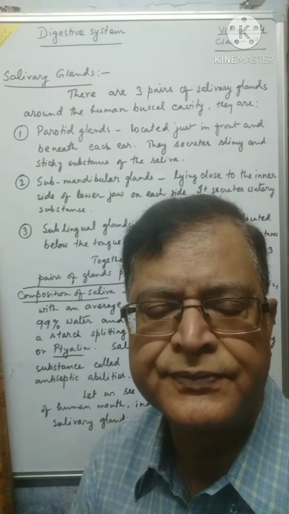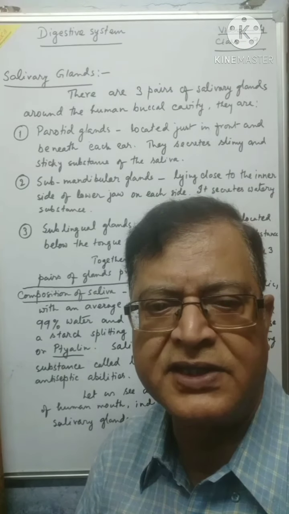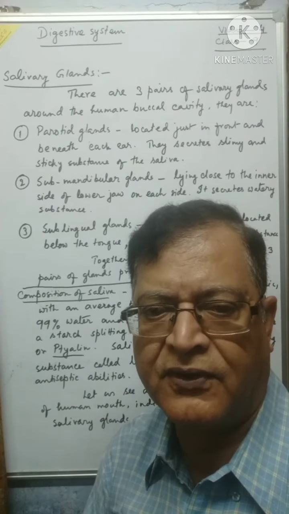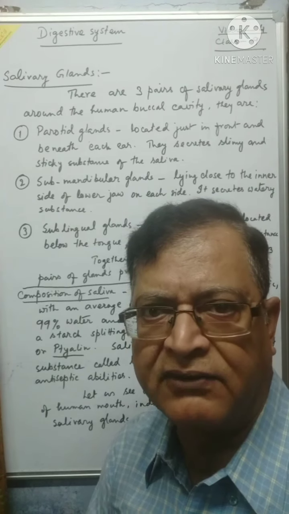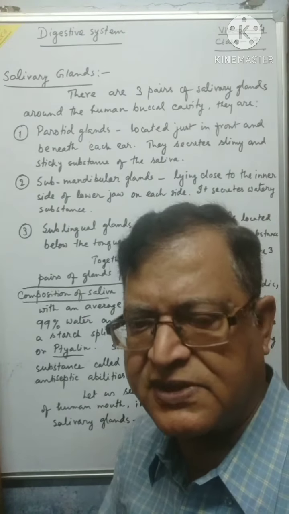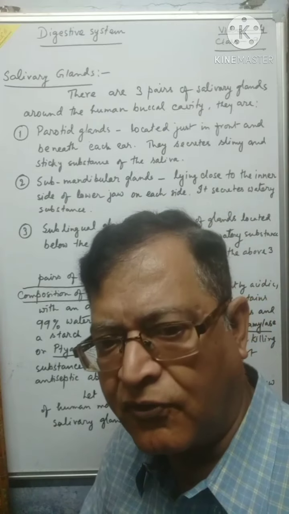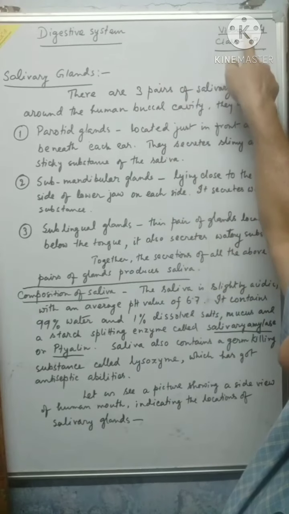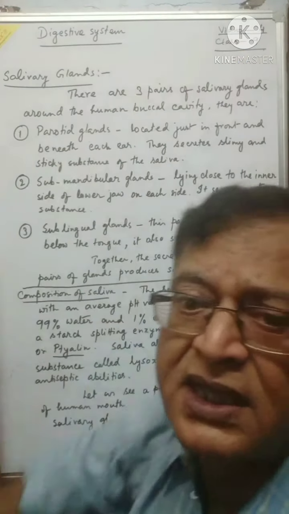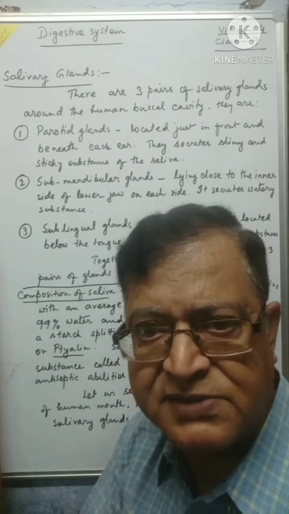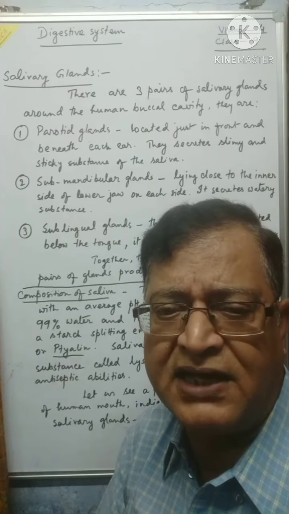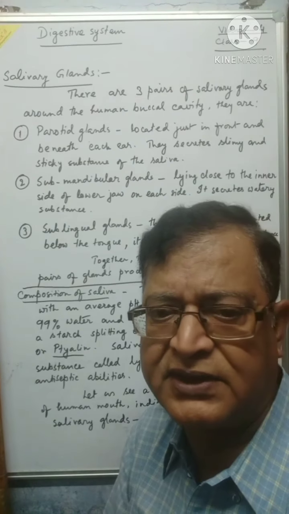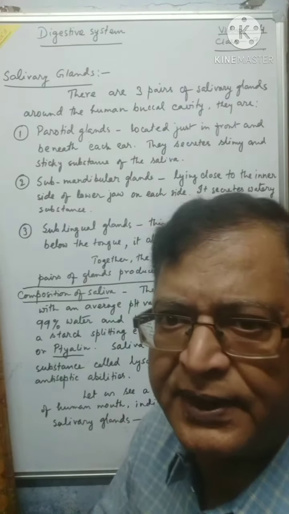Hello students, in this video I shall continue discussing the human digestive system for standard 9. This is video number 4 of the digestive system for class 9. Today in this video I shall discuss salivary glands, their composition and function, along with the process of swallowing.